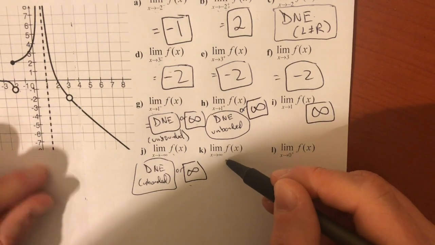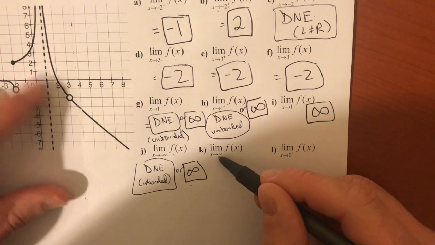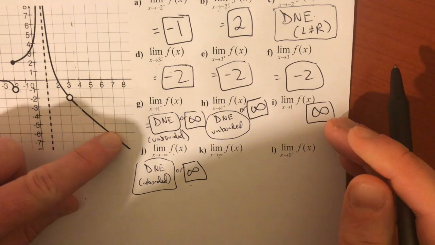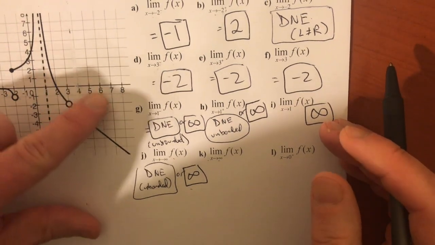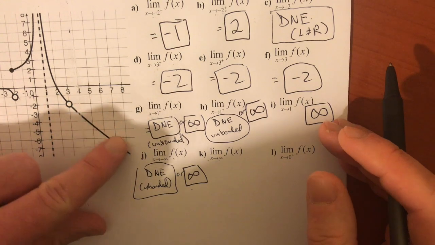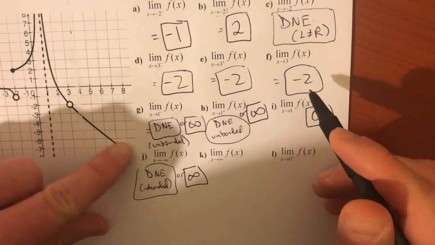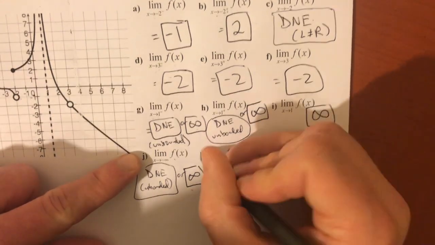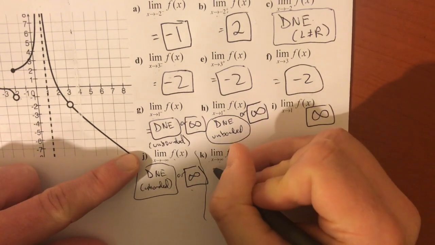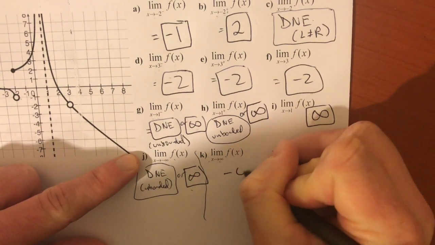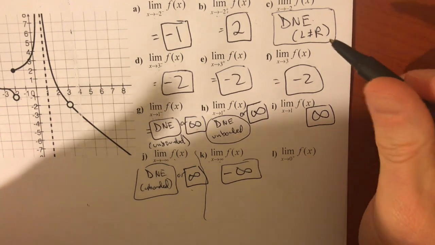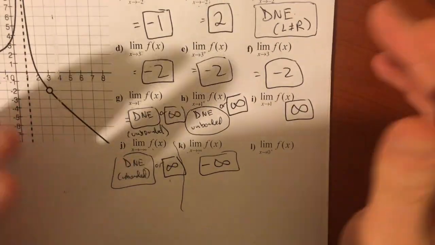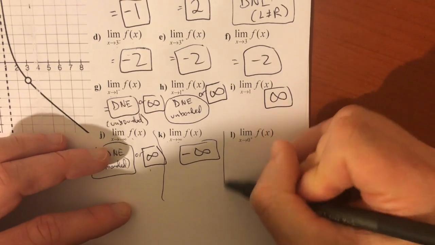On the right side, as x goes to positive infinity, so now you're talking about the right side of the graph as x goes to infinity, this right side of the end behavior. What is the y value doing? It's going down to negative infinity. So again, you could say DNE, unbounded, or you could simply say negative infinity. Either one would be acceptable in my book. One or the other might be preferable by your teachers in the future.